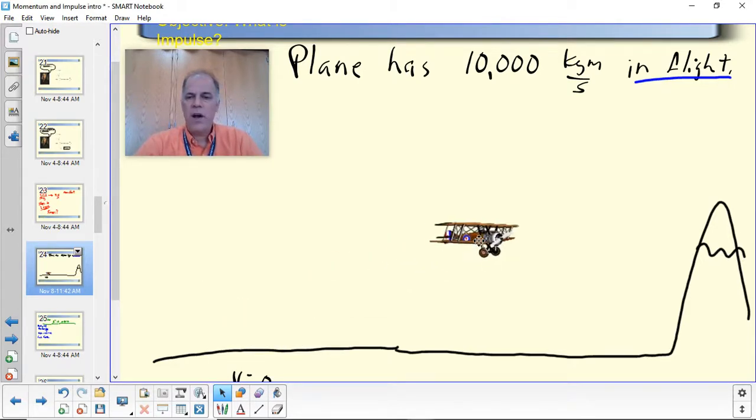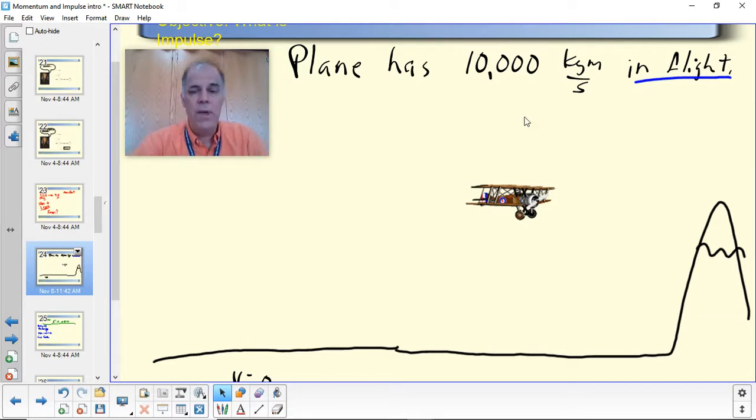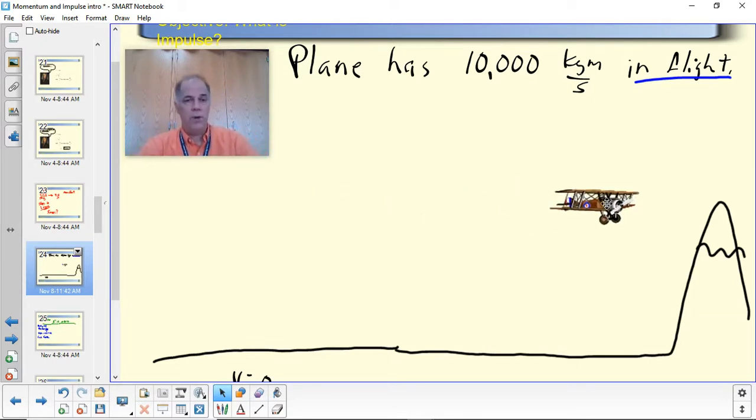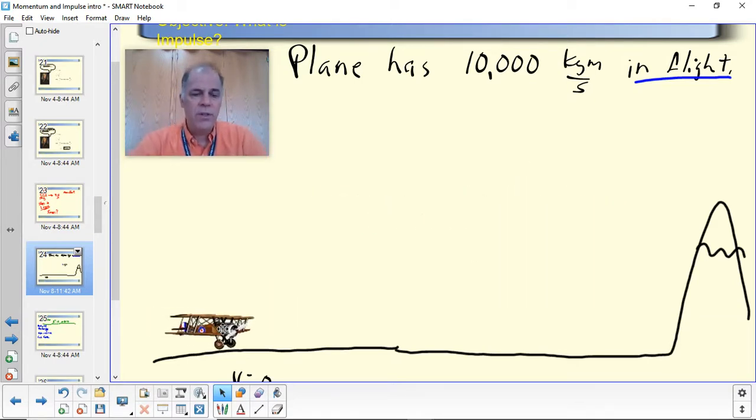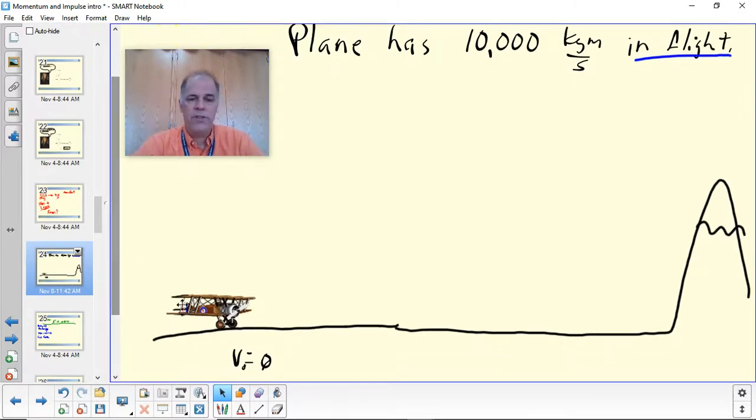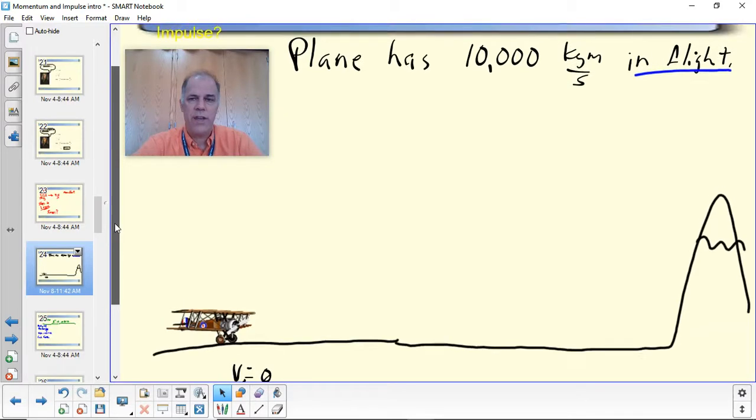And it's going to take off and go flying. And when it's flying along, we're going to say that it has 10,000 units of momentum while it's flying along, because it's moving. You know, airplanes move as they go through the air. So let's take it back to the runway, and it's just sitting there. Its initial speed at first is 0. It hasn't started its takeoff roll yet.